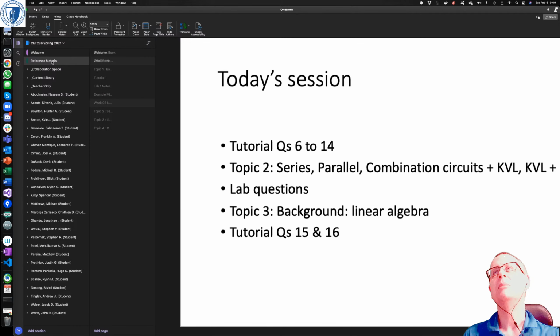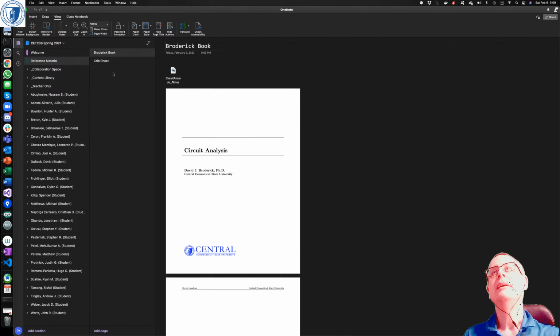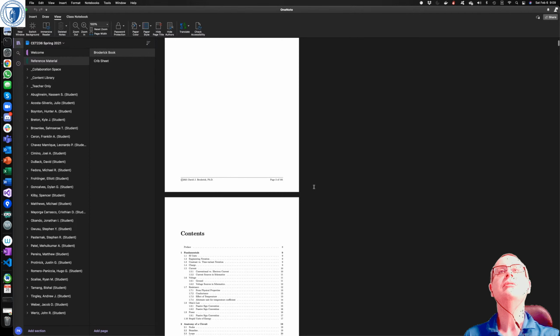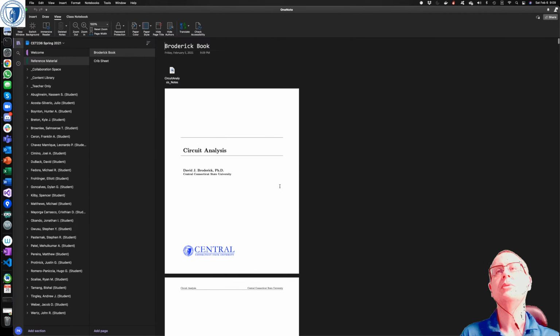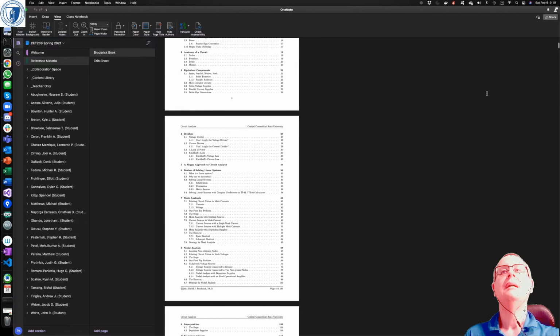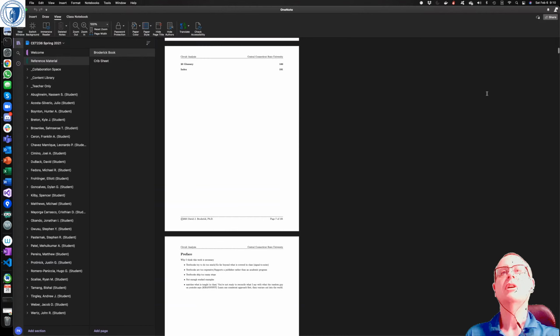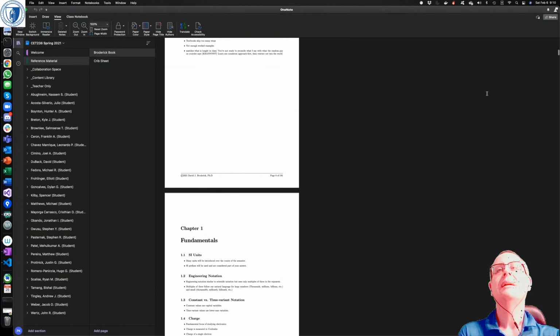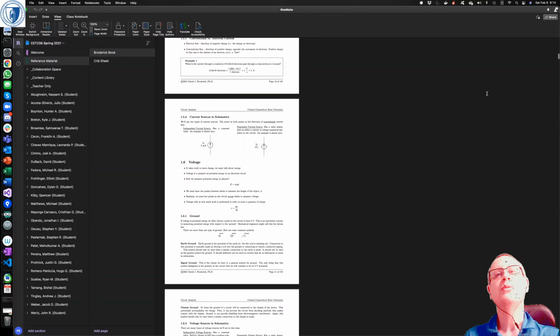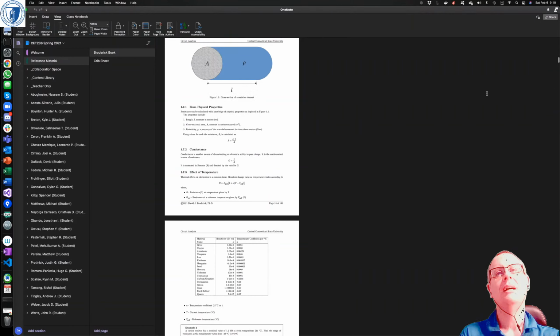But if you use OneNote, I've made a new open area called reference material, and the Broderick book is there, all 191 pages of it. Okay, it's still a little rough, and it's not complete, but it's there, and a lot of the things that I've been talking about are certainly in it, right?